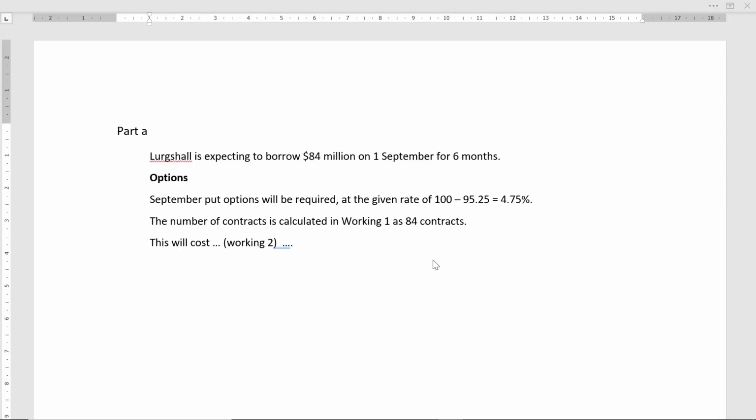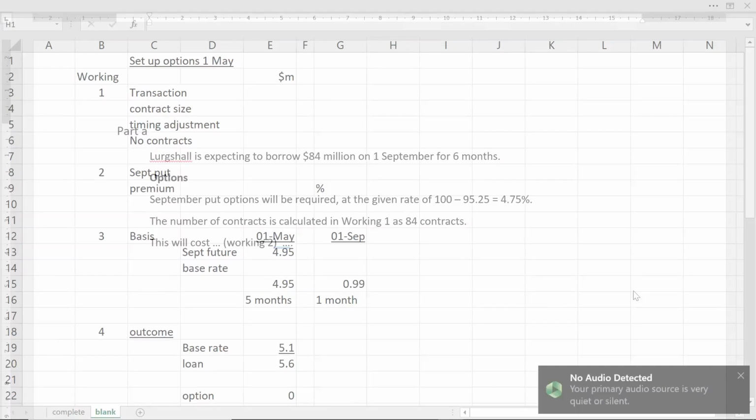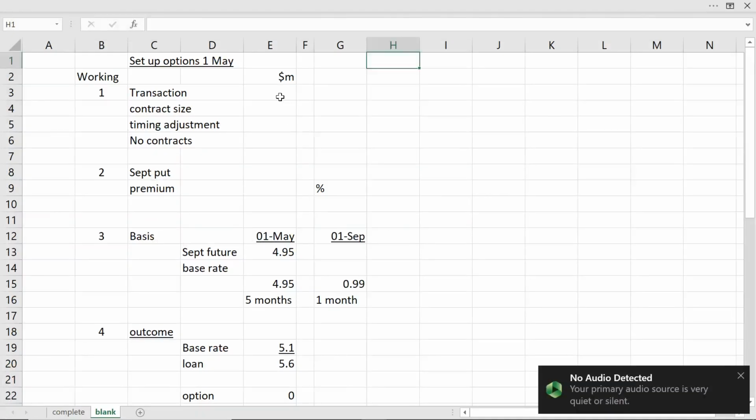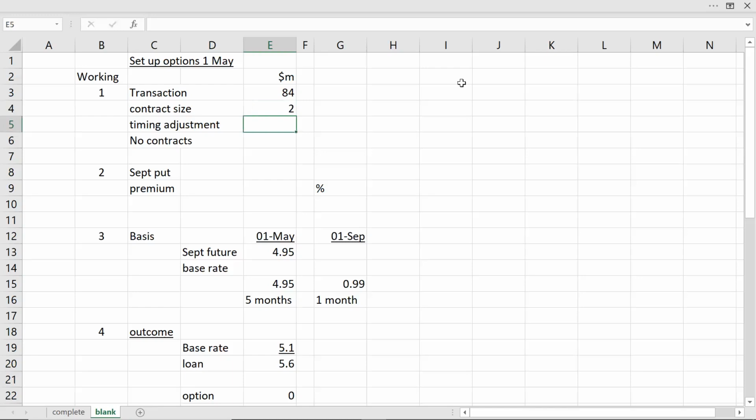I'd convert it into a percentage, that's my preference, you don't have to do that, and I'd work out the number of contracts and how much it costs. And as I do that, I would just do my workings in the spreadsheet. So my 84 contracts, okay, so just going into a spreadsheet, we've got an 84 million transaction, and we're told in the question that the contract size is 2 million.